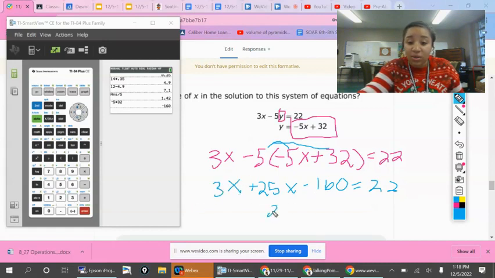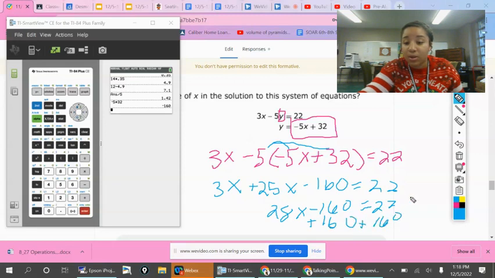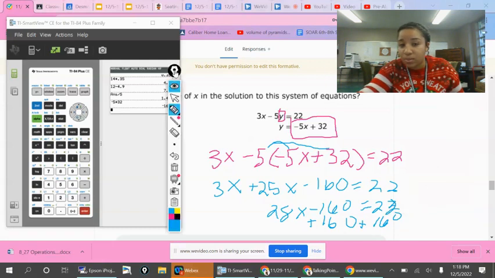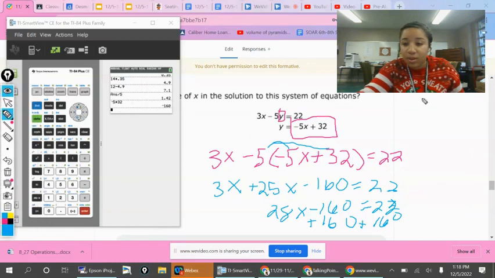Then we're going to add these. So this is going to turn to 28x minus 160 equals 22. Then I got to add 160 to both sides. And I'm going to have to move this equation up in the corner. And that's going to turn to 182. Put this over here. So now I have, these cancel out. So now I have 28x, which equals 182. We divide 28 from both sides.